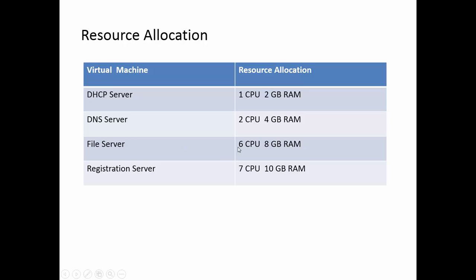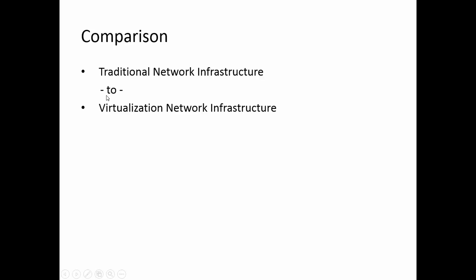The file server gets 6 CPUs and 8 gig of RAM, and the registration server gets allocated 7 CPUs and 10 gig of RAM. Can you assign 7 CPUs to one virtual machine and 1 CPU to another virtual machine? Absolutely. That's the whole advantage of using virtualization.